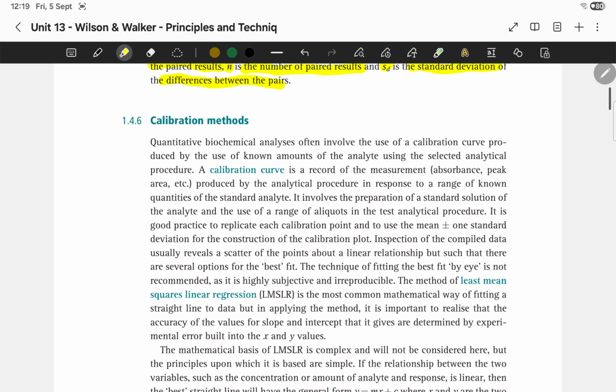1.4.6 Calibration methods. Quantitative bioanalytical analysis also involves the use of a calibration curve produced by the use of known amounts of analyte using the spectrum. The calibration curve is the record of the measurement, absorption, peak area, etc., produced by the analytical procedure in response to a range of known quantities of the standard analyte. It involves the preparation of standard solutions of the analyte and the use of a range of concentrations in the test analytical process.